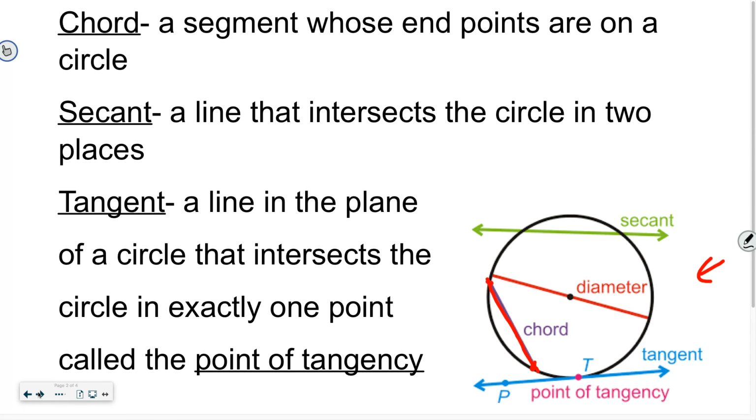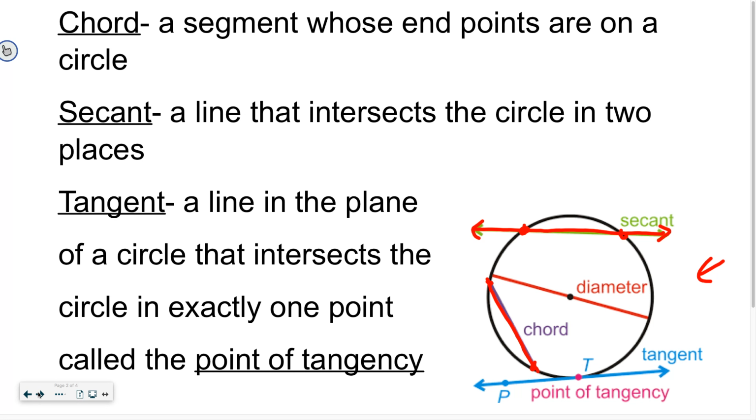The next word is secant. And a secant is a line that intersects the circle in two places. So notice here, this is a line, and it intersects this circle in two places. So we call it a secant. The difference between a chord and a secant is that a chord is a line segment, so it stops at the edge of the circle, whereas a secant is a line, so it continues on forever.